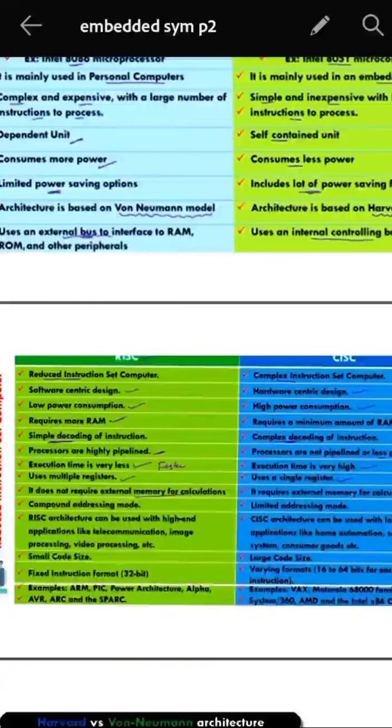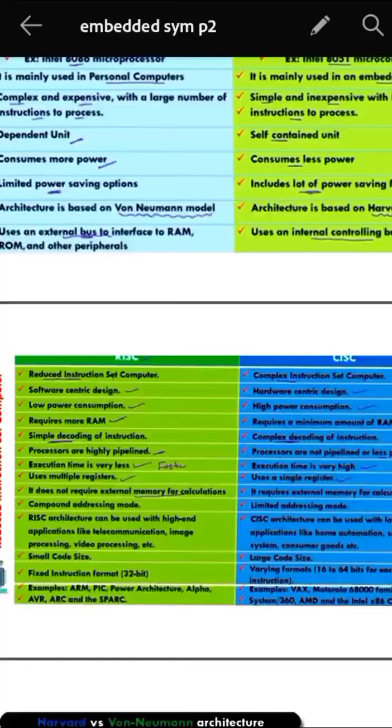RISC consumes low power, whereas CISC consumes more power. RISC requires more RAM, and CISC requires a minimum amount of RAM. There is simple decoding of instructions in RISC, whereas there is complex decoding of instructions in CISC. Processors are highly pipelined in RISC, whereas in CISC they are not pipelined or less pipelined. Execution time is very low in RISC, whereas it is very high in CISC.